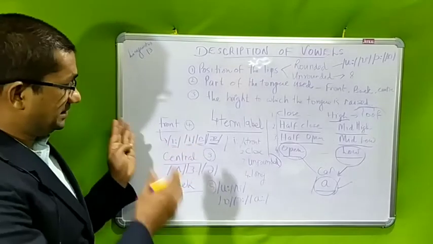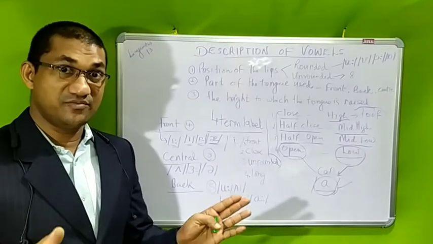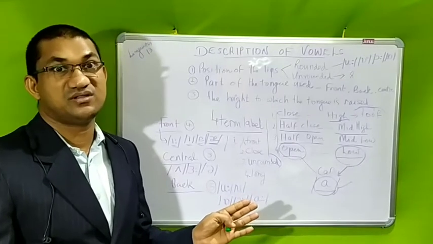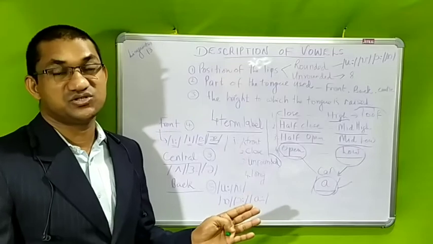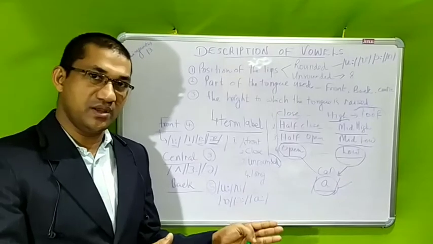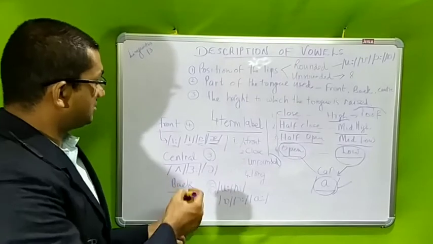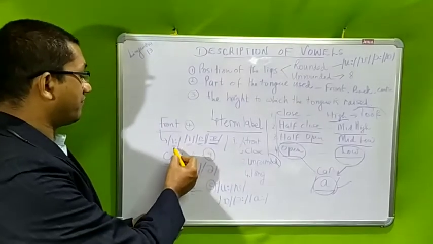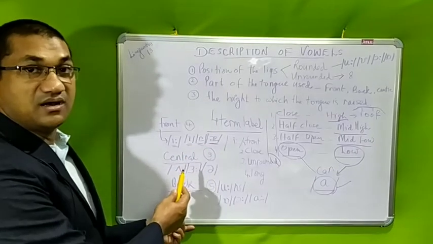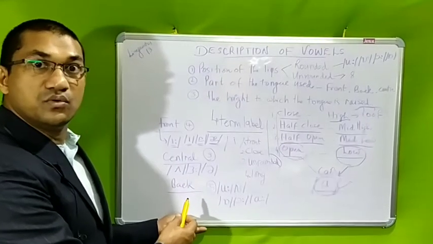So we have 5 plus 3, 8 plus 4, 12 pure vowels. We can conclude that all the 12 pure vowels can be classified into 3 groups based on the part of the tongue that is used: front vowels 4, central vowels 3, and back vowels 5. Now let us look at them once more: 4 front vowels, central, and back.